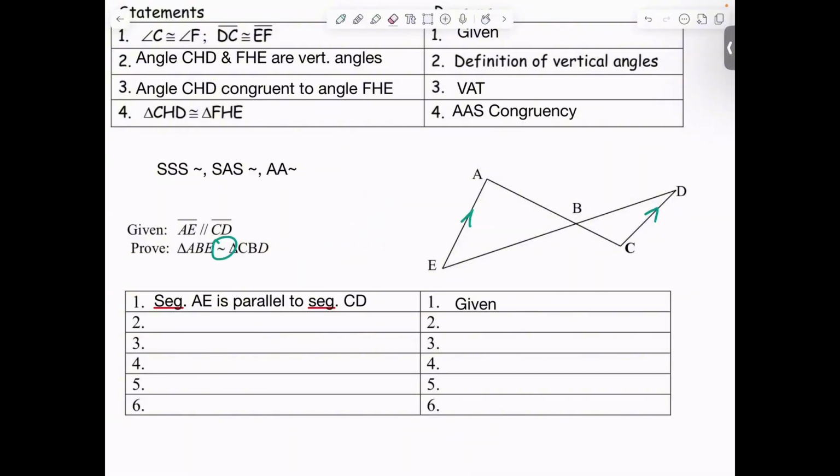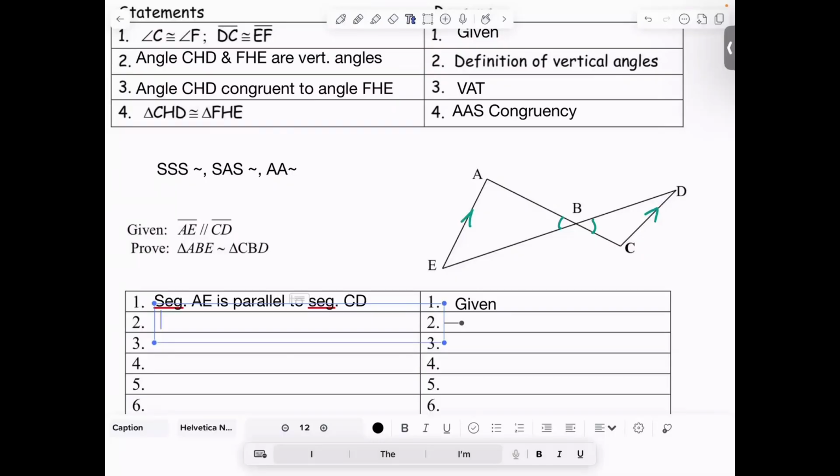Okay, I'm just going to go ahead and delete that. And I would probably use the vertical angles, ABE and DBC, because those are vertical. Those are pretty easy to set up as being vertical and congruent.